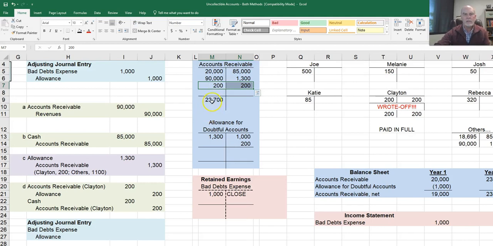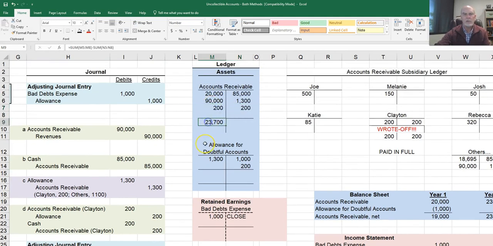We have an ending balance in accounts receivable of $23,700. And the balance in the allowance account now is, we had $1,200 here, offset by $1,300. We have a $100 debit balance in the allowance account. Remember, we had initially put $1,000 in there. Well, it turns out, after everything is said and done, that we used up more, we wrote off more than the initial estimate. So that gave us a debit balance in there.